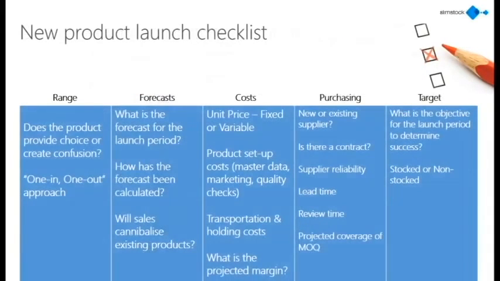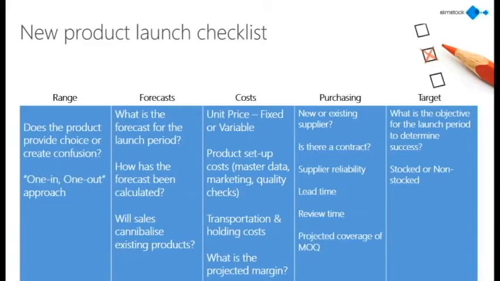Some ideas to think about prior to a phase 1 introduction is a product launch checklist. So basically, does it provide additional choice? Is it the one in, one out approach? What are we forecasting for that launch and how have we managed to calculate that forecast? Is it a fixed or variable price? The cost of setting that product up in the first place, marketing intelligence, quality checks, the holding and transportation costs, and what is the margin of this item?